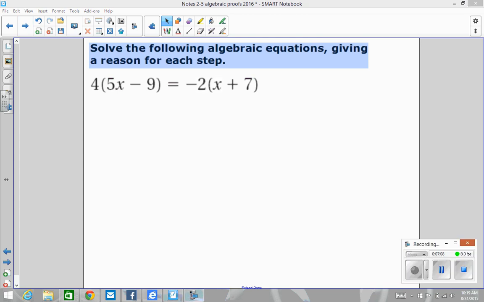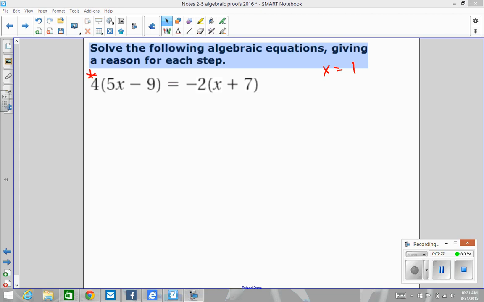So here's our next example. For this problem, I want you to prove that x is equal to a positive 1. And you can't just plug that in. You have to go through all the steps like we did a minute ago. So pause the video and work your problem.